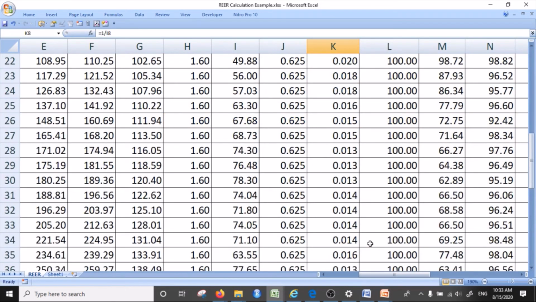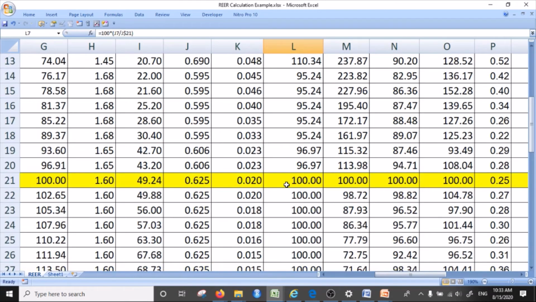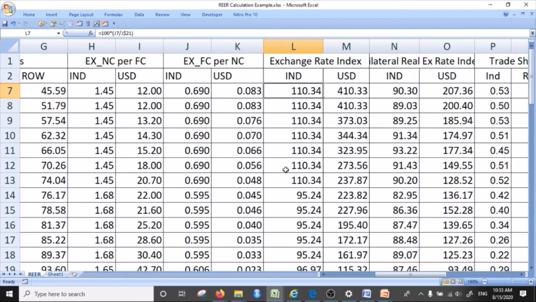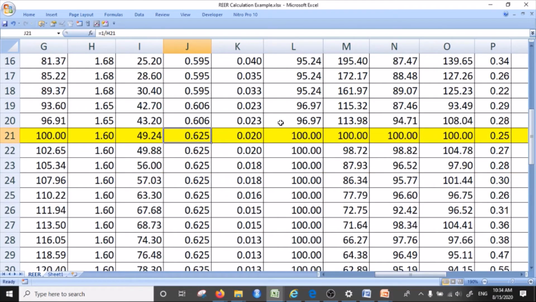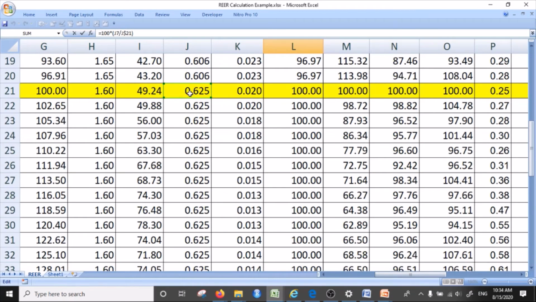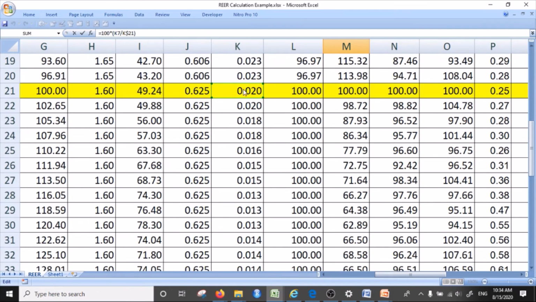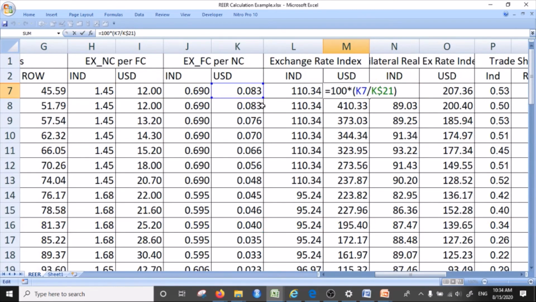After converting this to the indirect quote, the next thing we do here is to convert the exchange rate to an index. The purpose of converting the exchange rate to index is simply to make it comparable with the base year. We set the index of the base year to 100 so that we can compare whether the currency has appreciated by 20% or depreciated by 10% or like that. To convert this exchange rate to an index, we simply divide the exchange rate by the exchange rate of the new base year, and multiply it by 100. For US dollar also, we divide the exchange rate with US dollar by the exchange rate of the base year, which is 1993, and multiply it by 100.